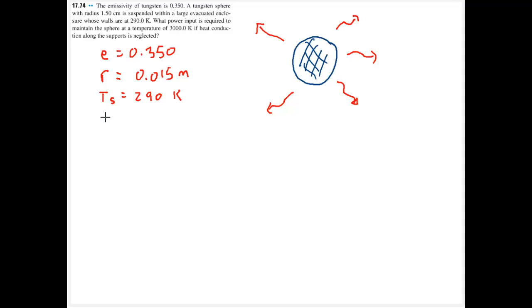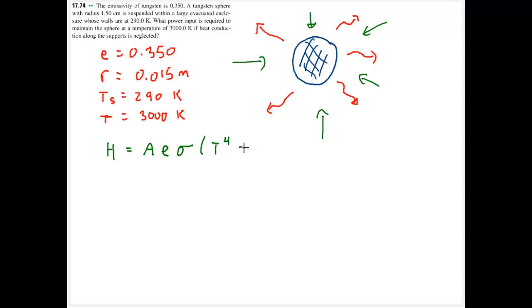And I want to maintain this sphere at a constant temperature of 3000 Kelvin. So essentially I need to add heat into the sphere to keep the temperature the same. It's losing heat in the form of radiation. I need to keep on adding heat to that. I also know that the heat can be related to the surface area of the sphere multiplied by its emissivity, multiplied by the Stefan-Boltzmann constant, multiplied by the temperature to the 4th minus the temperature that it is emitting to the 4th.